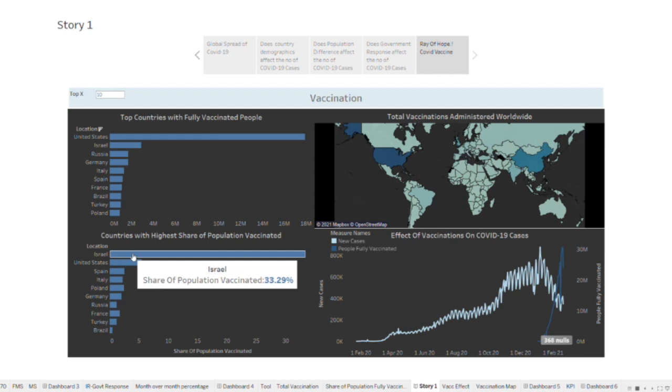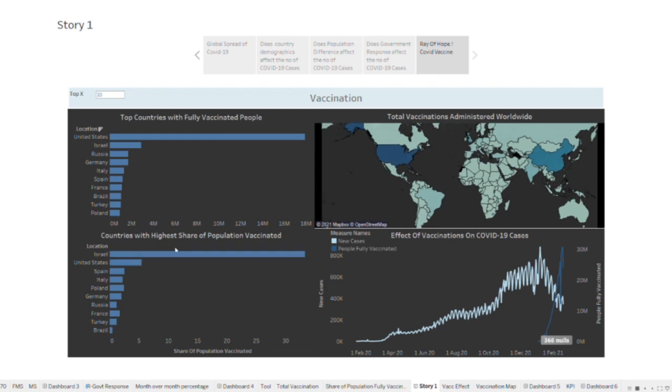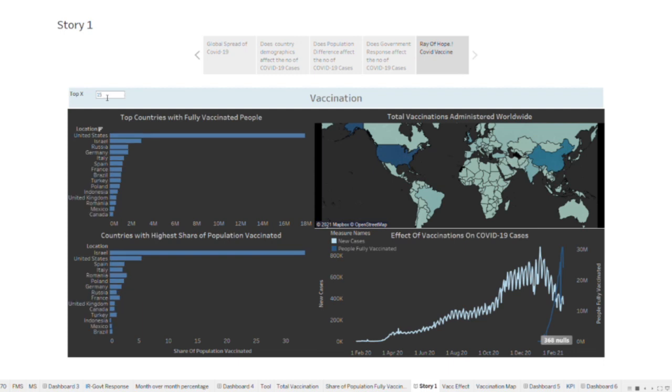That's really good. You can also find any number of countries like this. Just change the number here in the box. Here you go. Perfect. To know more, we can also use this map to see how many vaccinations have been administered worldwide as of now.